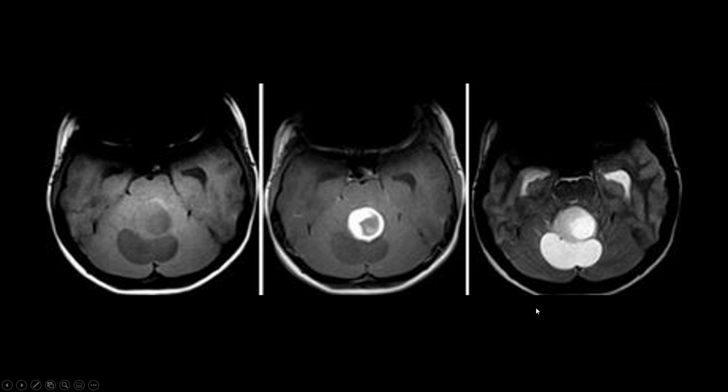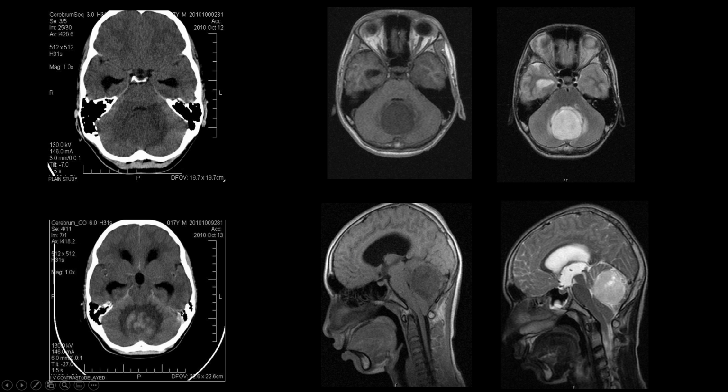We will see three cases which are common differentials for this lesion, that is ependymoma. So here you can see there is a cyst with enhancing mural nodule. There is a posterior fossa lesion in the midline. This is the cystic component and this is the nodular component. So a cystic lesion with enhancing mural nodule in a child in the infratentorial location is a case of pilocytic astrocytoma.